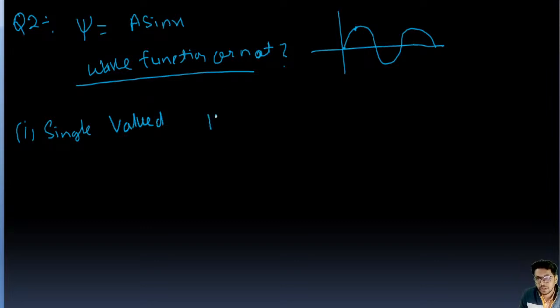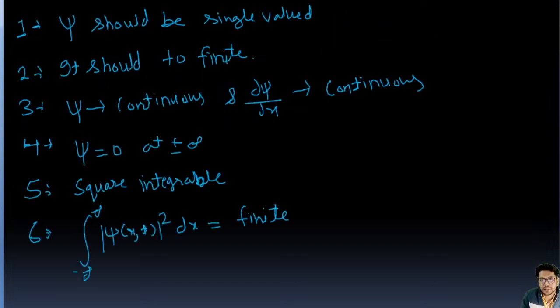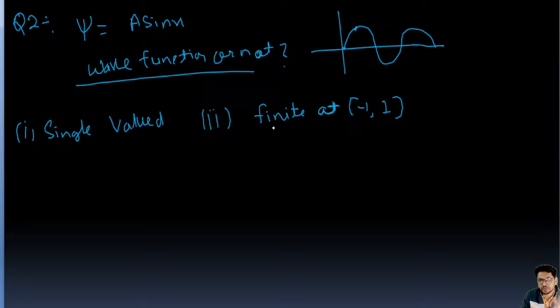Now the second condition: this is finite. It should be finite, right? This is finite between -1 and +1, so it gives a finite value because the value of sine is between -1 and +1. So the second condition is satisfied.